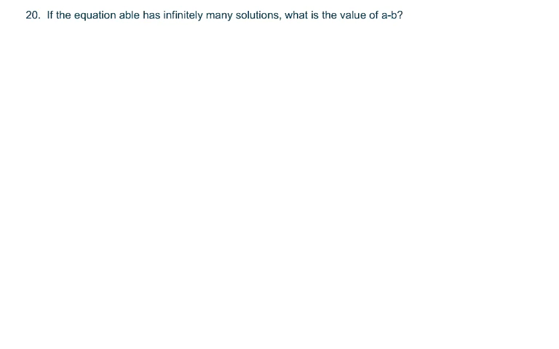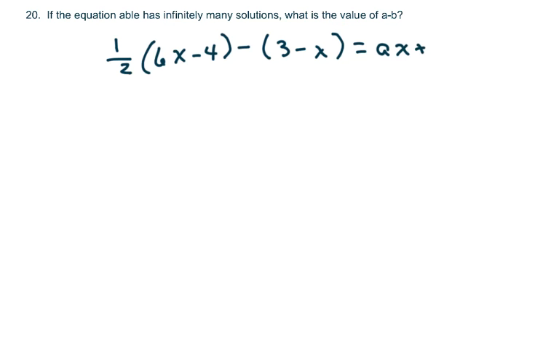Now, we have an equation here, and they said if the equation has infinitely many solutions, then what's the value of a minus b? What I forgot to do is write the equation down, so let me quickly write it down. So we have 1/2 (6x minus 4) minus (3 minus x) equals ax plus x plus b. The first thing we're going to do is simplify both sides of the equation as much as possible and then figure out what we've got.